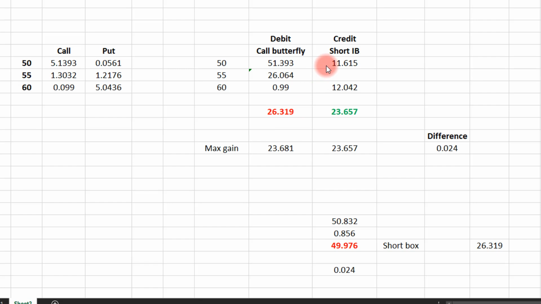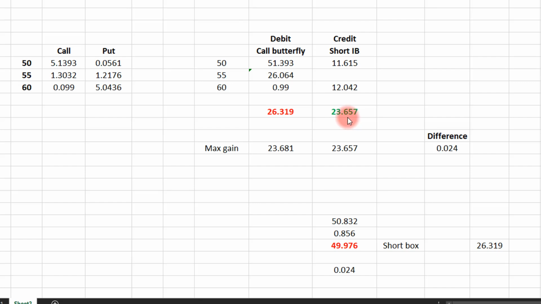Well, we have 2 credit spreads as part of a short iron butterfly. Right here are the puts. We're going to be selling the 50-55 put spread 10 times, and that's going to give us a credit of 11.615. Down here, we're going to be selling the call spread. I'm going to sell the 55-60 call spread 10 times, and that will bring in a credit of 12.042. So on a combined basis, we get this nice big credit of 23.657.